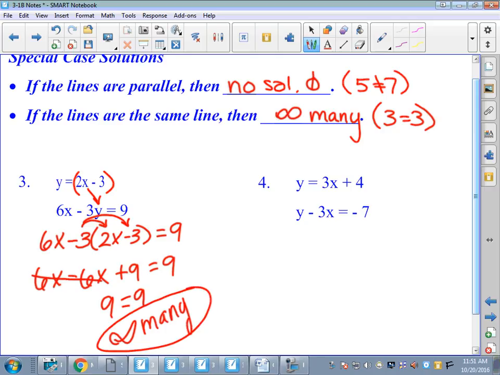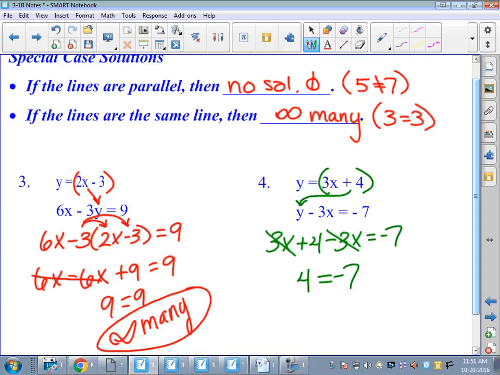For number 4, when I substitute, I'm going to take this y value, which is 3x plus 4, plug it into this y. So 3x plus 4 minus a 3x is equal to negative 7. The 3x and the negative 3x cancel. I'm left with 4 equal to negative 7. That's never true, so your solution is no solutions.